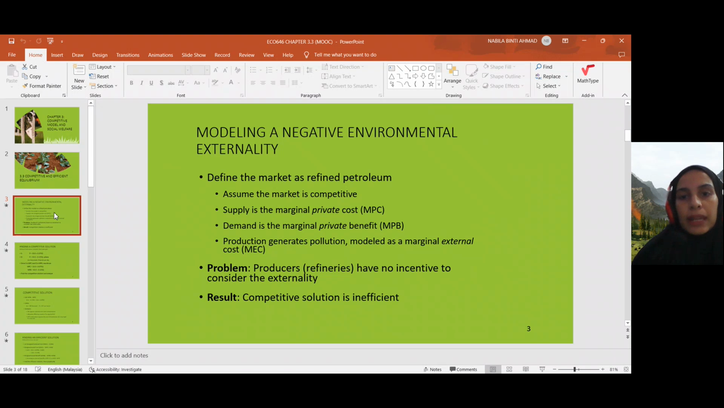For example, we define the market as refined petroleum, and we assume that the market is competitive and the supply is marginal private cost and demand is the marginal private benefit, and the production that generates pollution is modeled as the marginal external cost, right? And the problem here is that producers or refineries have no incentive to consider the externality, and the result is the competitive solution is inefficient.